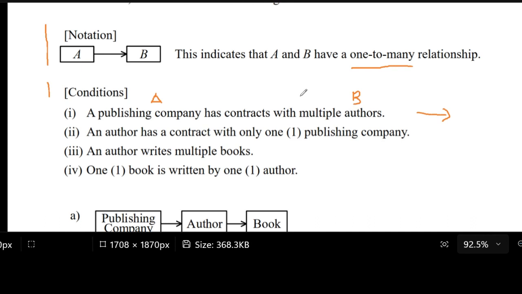The second one is saying that a contract with one publishing company. Okay, so an author can have a contract with only one publishing company. And then an author can write multiple books. So again, the one that we saw a while ago, and then one book is written by one author. Okay, so given these things, the notation and the conditions, which among the choices would be the correct answer?